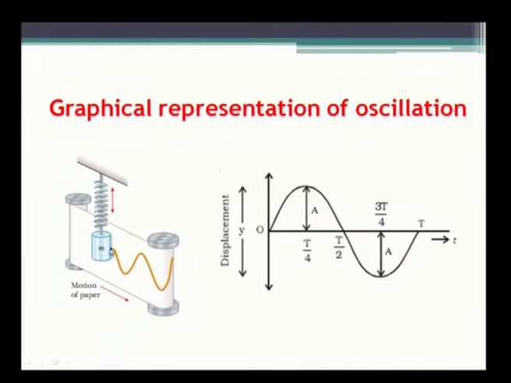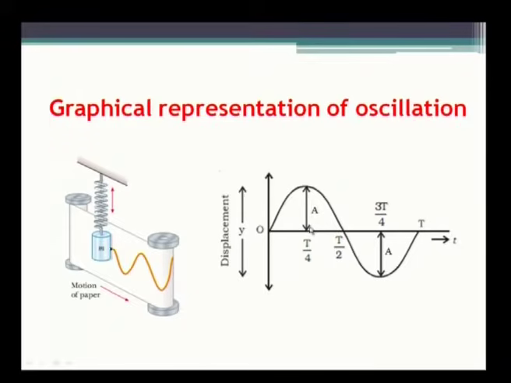The mass is oscillating. Fictitiously, suppose we attach a marker and make the marker move on a moving paper. It is just an imagination, and we will definitely get this kind of shape. That is what is called a graphical representation.